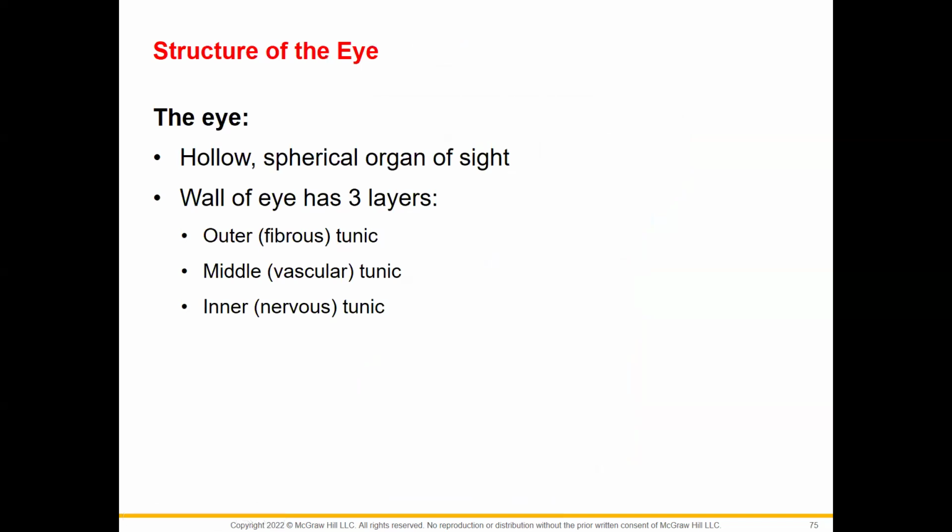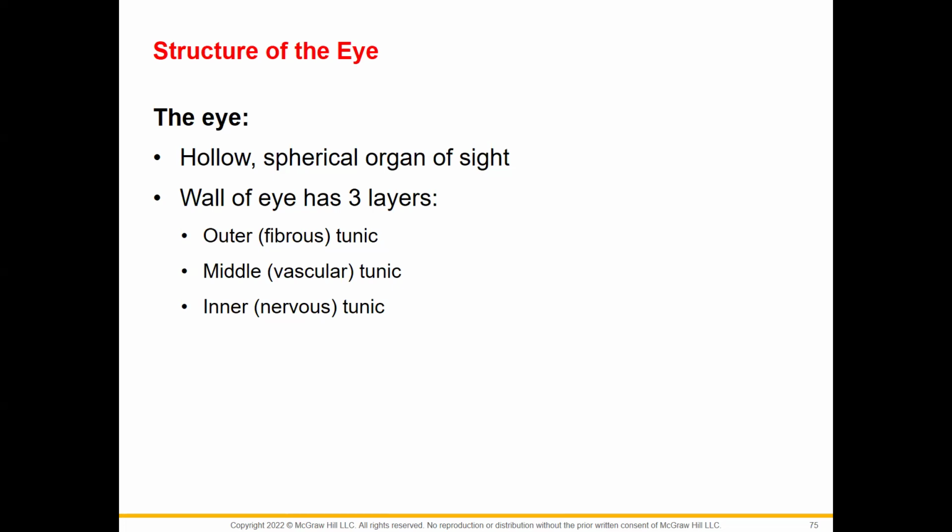The structure of the eye itself. The eye is a hollow spherical organ that allows you to see. Sphere is a circle. So the eye is a hollow, round, ball-shaped organ that allows you to see. The wall of the eye has 3 different layers. You have the outer tunic, the middle tunic, and the inner tunic. Tunic is like a shirt or a covering or a coat.